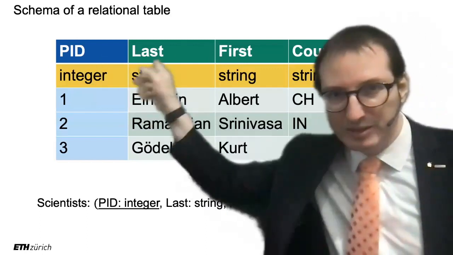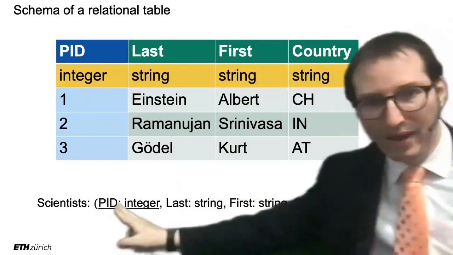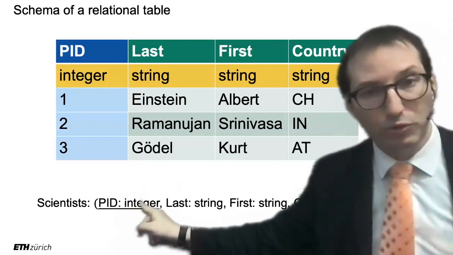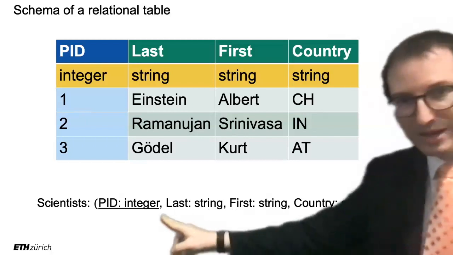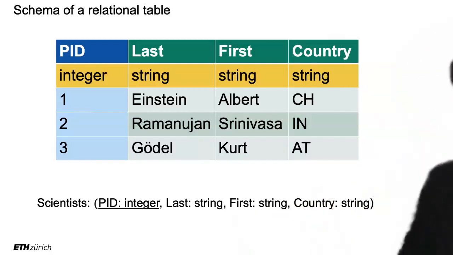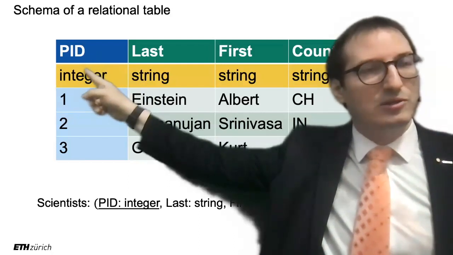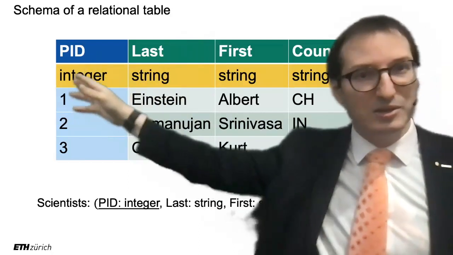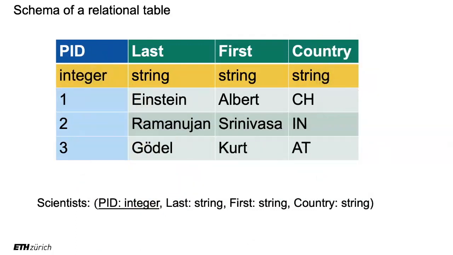And here we have PID, last, first, and country, and then you indicate the type or the domain that you want. So PID is an integer, last is a string, first is a string, and country is a string, right? PID means, in that case, person ID. It's something we love to do in databases. Whenever we have records in a database, we say the first letter of it, ID. So PID is a person ID.